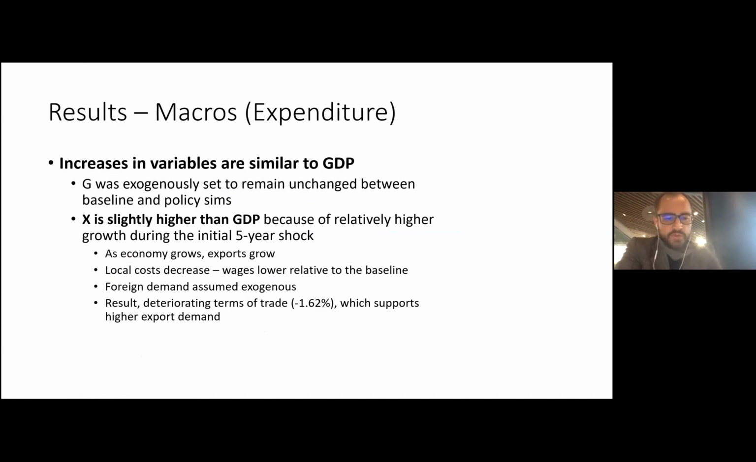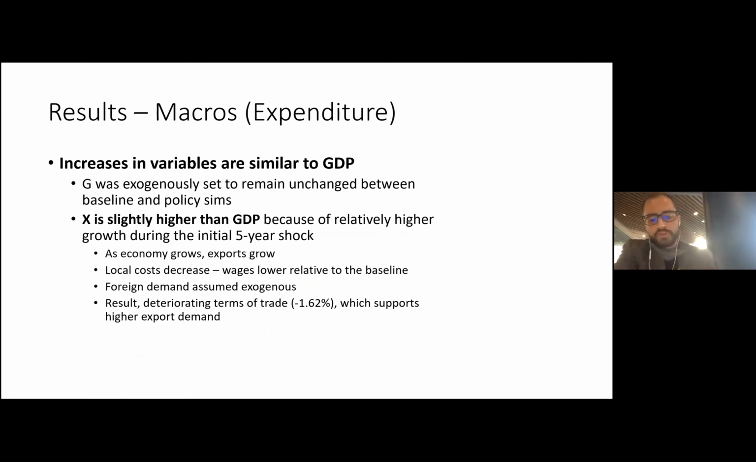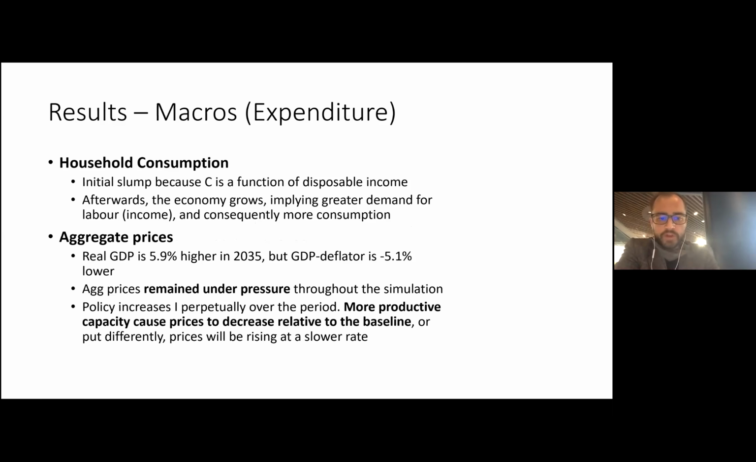I'm not going to go into the terms of trade, but that does explain why exports are just slightly above GDP. I'm going to show you that light blue line over there. Exports just slightly above. So as the economy grows, because of this shock that we put in, investments growing, the economy grows, and then exports grow with that. A local cost decrease, we know, because wages were kept fixed relative to the baseline, there was a reduction. So lower costs, of course, means lower input costs for commodities, and then local prices relative to global prices are a bit cheaper, and that leads to a deterioration in terms of trade, and that boosts exports over the investment period.